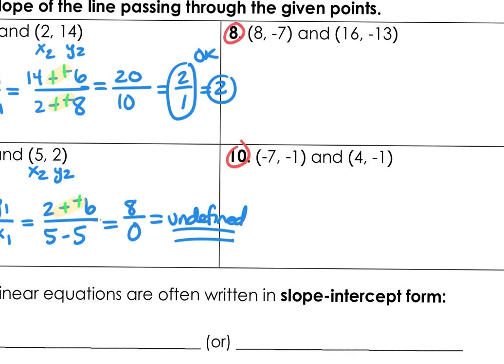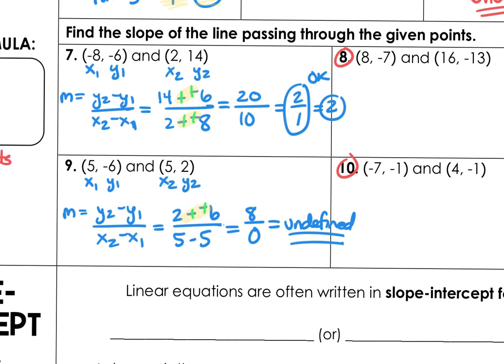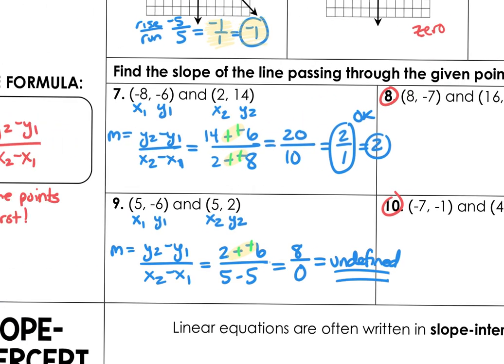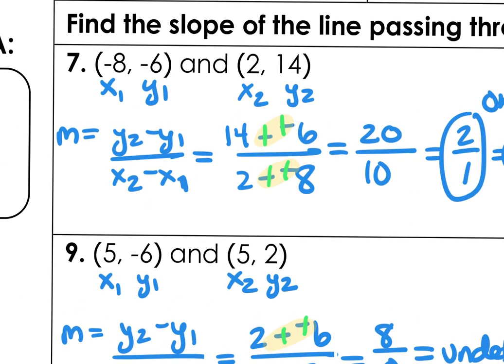Well, I have a question. Why did all the stuff get positive? Why was it positive? Oh, because it was 14 minus negative 6. So minus and negative switches to plus. In the denominator, 2 minus negative 8, minus and negative switches to plus.